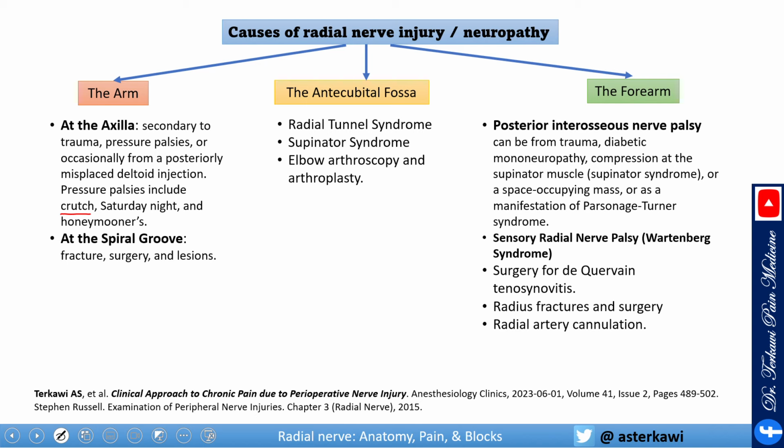At the forearm, mainly the posterior interosseous nerve, so you can get entrapment, that's the supinator syndrome. You can get diabetic mononeuropathy. You can get any lesion, etc. Further down, the sensory level entrapment, the sensory radial nerve entrapment, that's called the Wartenberg syndrome. And of course, you have radial fracture and surgery and radial artery cannulation. I've seen a case as well.